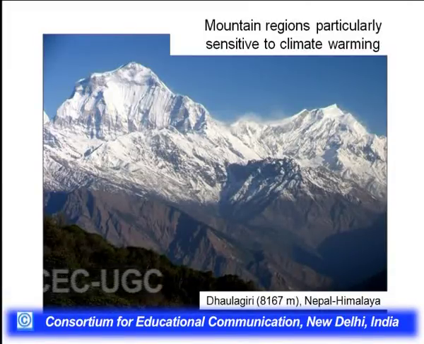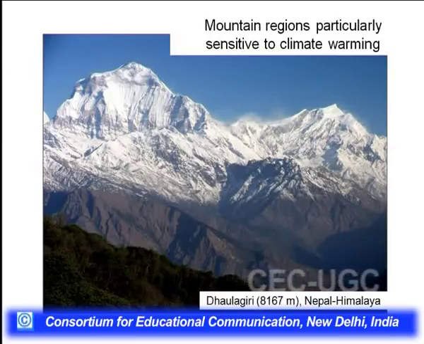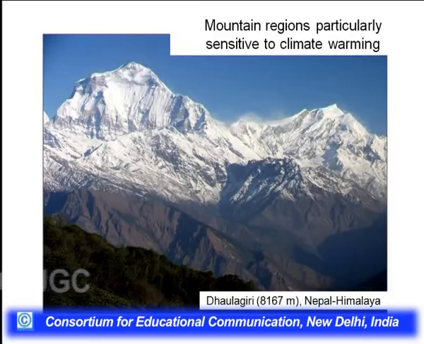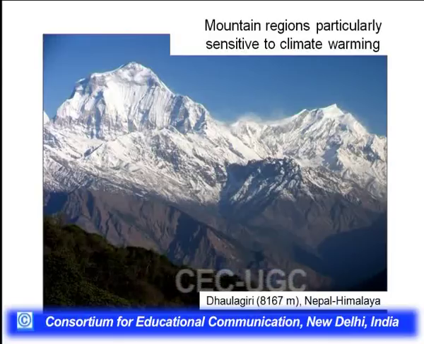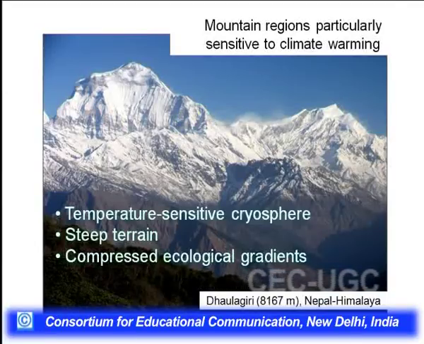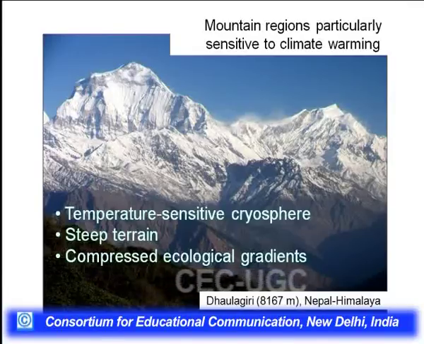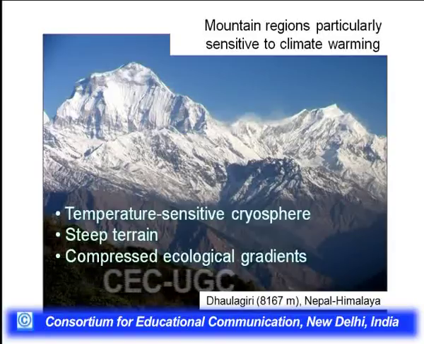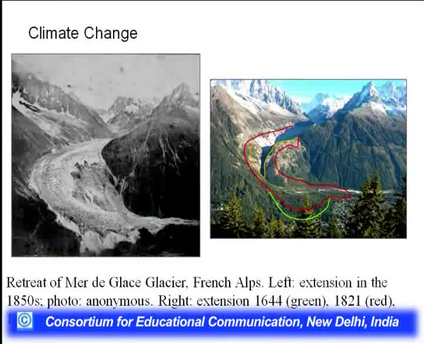You can see the photograph coming from Dhaulagiri, Nepal Himalaya, an 8,167 meter mountain. Mountain regions are particularly sensitive to climate warming, and the Himalaya in particular is very sensitive to climatic warming. Temperature-sensitive cryosphere and steep terrain, both are very important and appropriate for the Himalaya, along with compressed ecological gradients. So, it is very important to understand the altitudinal gradients and transects in order to understand the clear-cut mechanism, and on that basis it is possible to develop some typology or different types of models on the basis of topographical gradient.